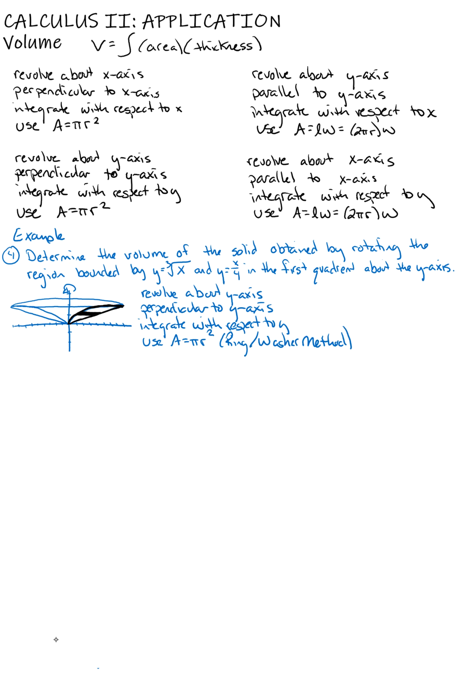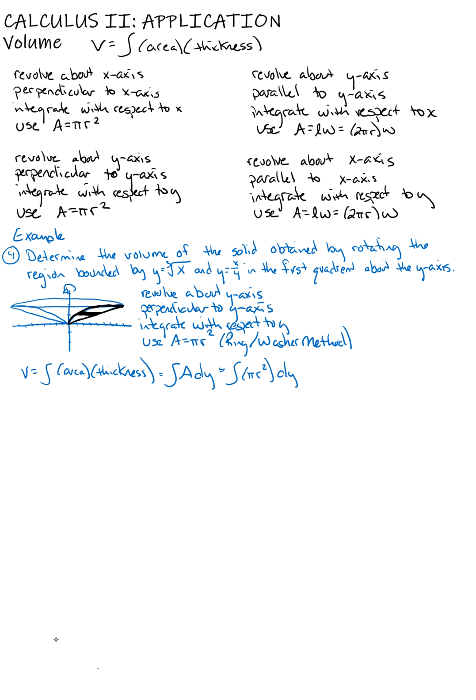Okay, so for volume, again, volume is area times thickness. Remember the thickness, since we're integrating with respect to y, we can denote that thickness as dy. It's approximated by dy when we integrate. And of course our area is pi r squared. Now we just have to figure out what that r value is.